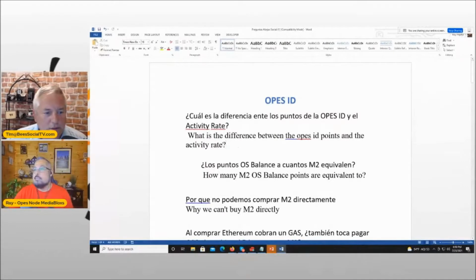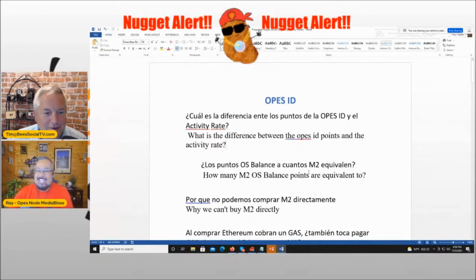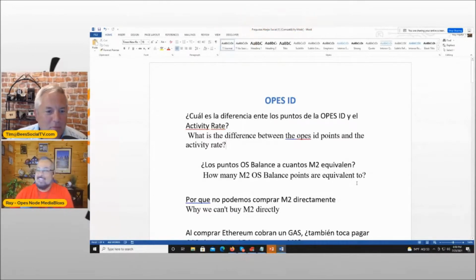It does. And what's OS used for? Well, it's gas on the Opus network. There are other things too, like what they're doing down with M2, but that's manual. There's all other stuff going on. And then we have nuggets that'll come out, but not now. But OS is important.